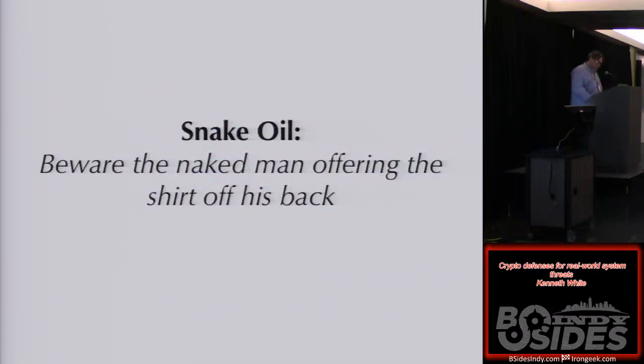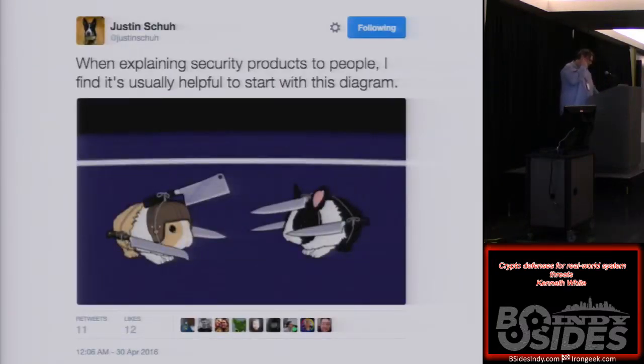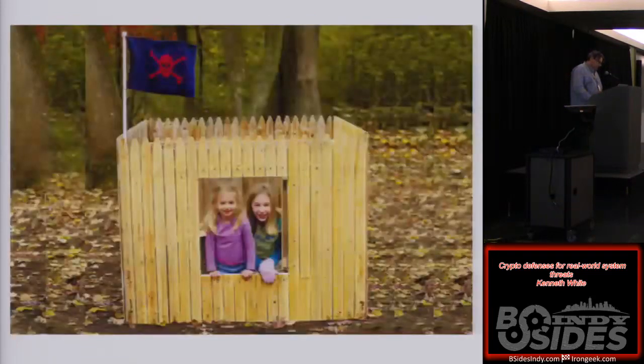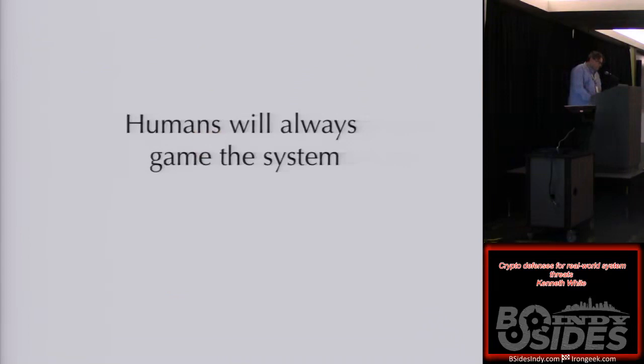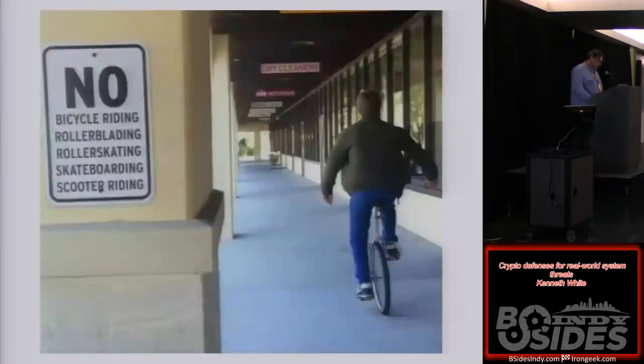Snake oil. Let's talk about that for a second. This was a great quote by Justin Chu: when explaining security products to people, I find it's usually helpful to start with this diagram. A lot of blinky boxes out there. And this is what the protection that's afforded in many products and many trust boundaries, when maybe this is more realistic for the adversaries we have, right? Humans will always game the system. Always.